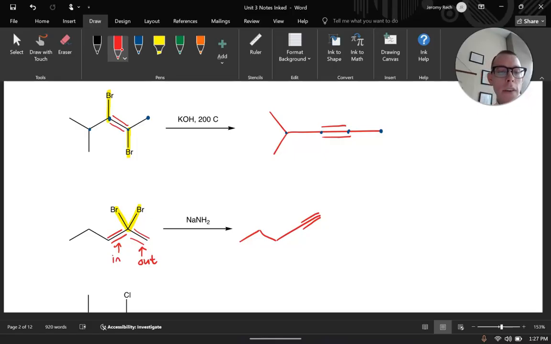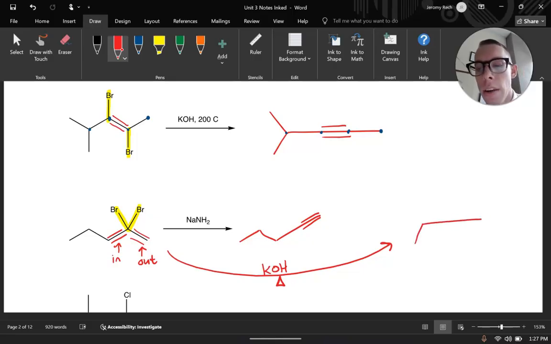Now, if you change this just a little bit and instead used your KOH under really hot conditions, you'd actually get a different product, which would look like this, 1, 2, 3, 4, 5, yep. And that being an internal alkyne or triple bond rather than your external or your terminal. That is one really important nuance that you need to think about when you have your geminal dihalides, or both of your leaving groups on the same carbon.